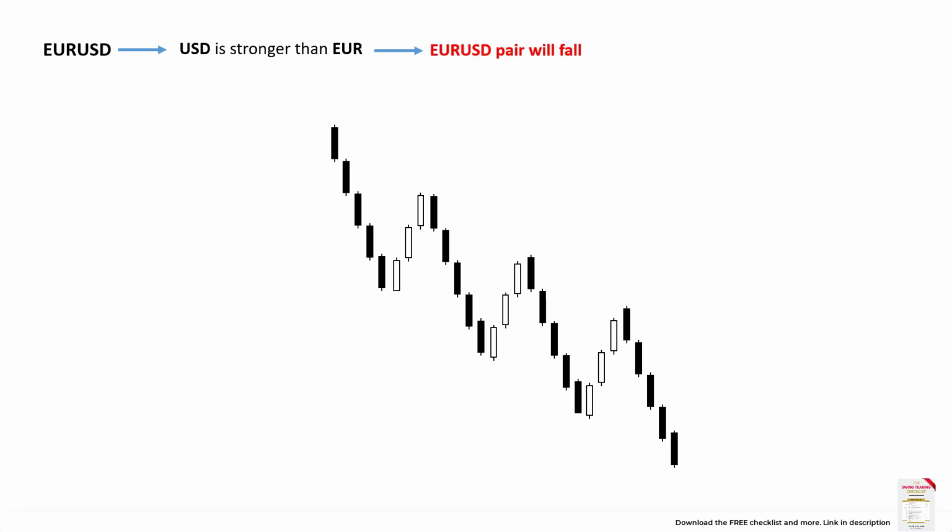The same thing happens when the euro pairs up with other currencies like the Japanese yen, British pound, Canadian dollar, etc. So this is what currency correlation is. Each currency's strength or weakness has an effect on the other currency and overall on the whole currency pair. Now that you know what currency correlation is, let's talk about the correlation of currency pairs.